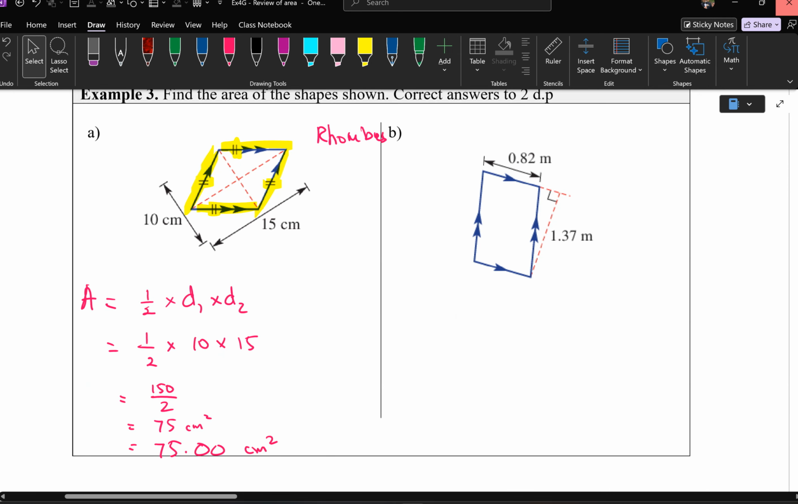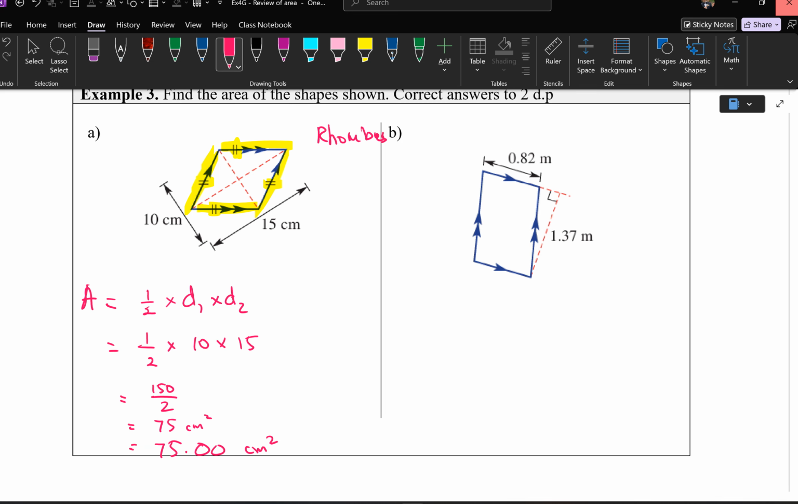Next one, B. What shape do I have in B? Let's go with Rowan. Oh, Rowan's not here. I'm just going through all the names in my head. Who's the next person then? Oh, yes, Andrea. It is a parallelogram. Looks like a rectangle but on a side. Parallelogram. What was the formula for a parallelogram? Let's go with Sahad. Very good. Base times height.